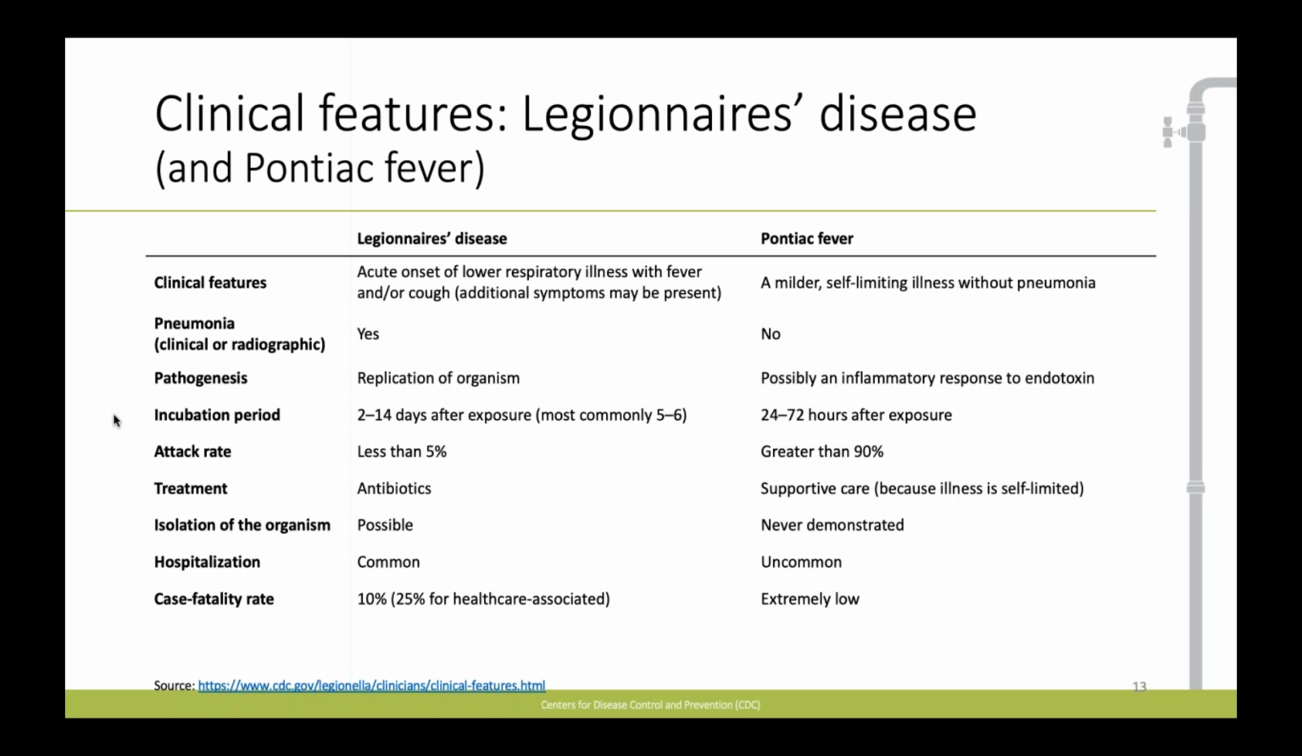The incubation period is much shorter, between 24 and 72 hours. It's generally an extremely acute onset of symptoms. The attack rate is very high in situations where you have an outbreak of Pontiac fever. Almost all of those exposed develop some level of symptomology. The treatment is purely supportive. Antibiotics do not limit the duration of illness. Isolation of the organism has not been documented, and the hospitalization rate is extremely low.